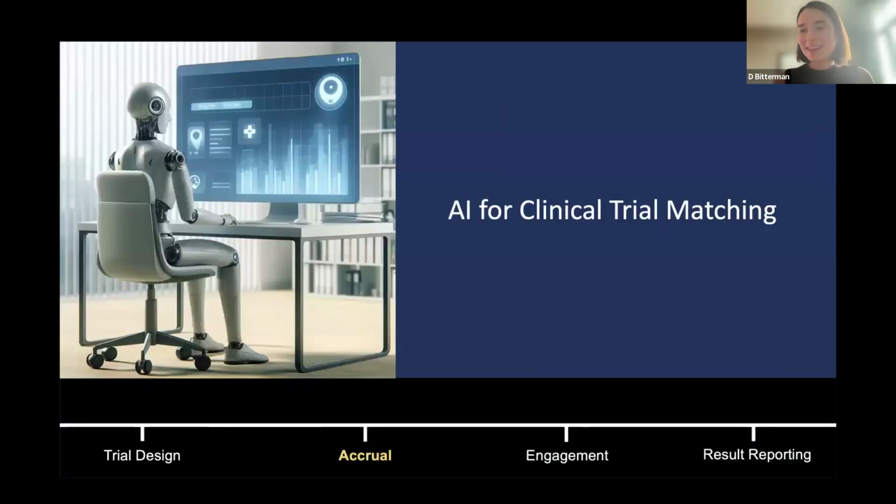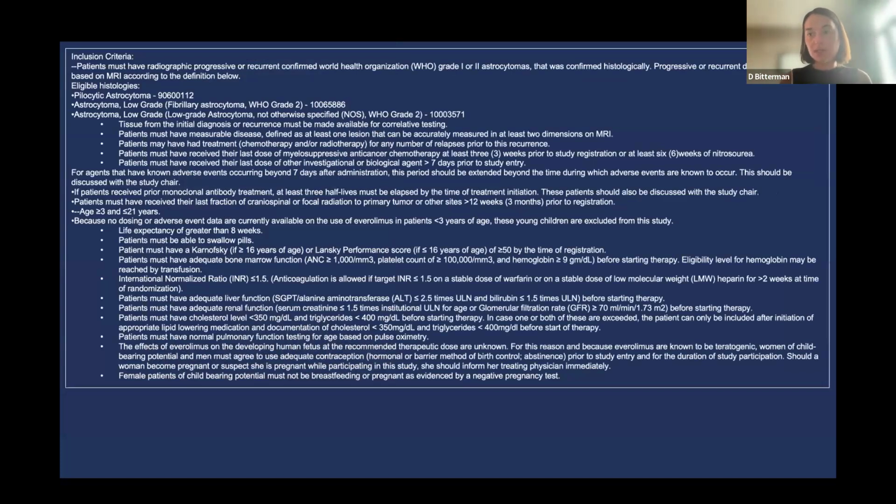Okay. AI for clinical trial matching. There's a lot of excitement about the potential for AI for clinical trial matching as a way to improve accrual and representation on our studies. So why is this such a challenge? This is an example of just the eligibility criteria for one study on a pediatric brain tumor. And this is honestly not a particularly long eligibility criteria list.